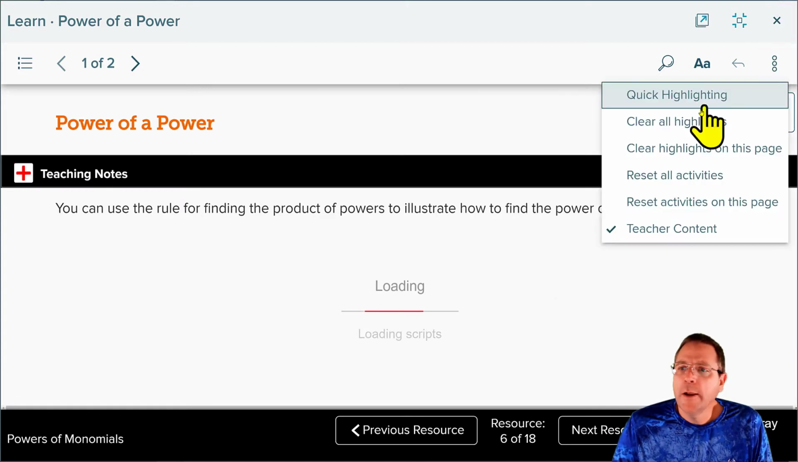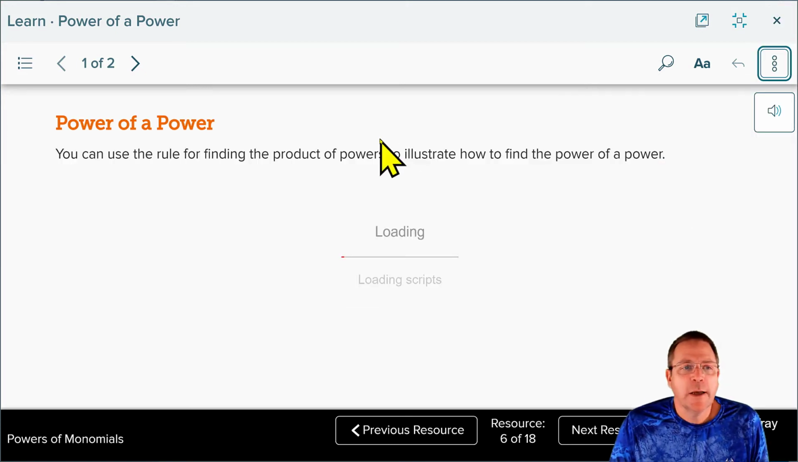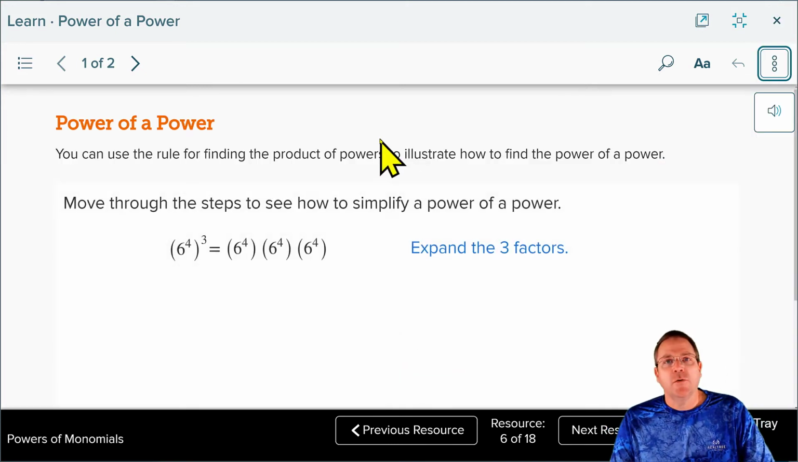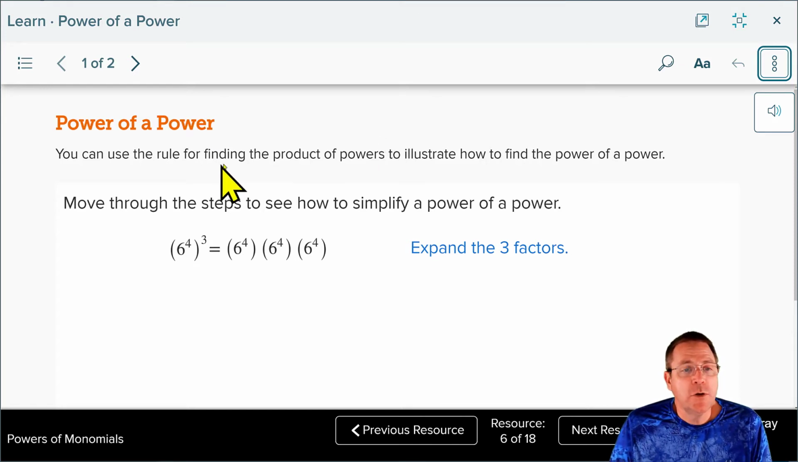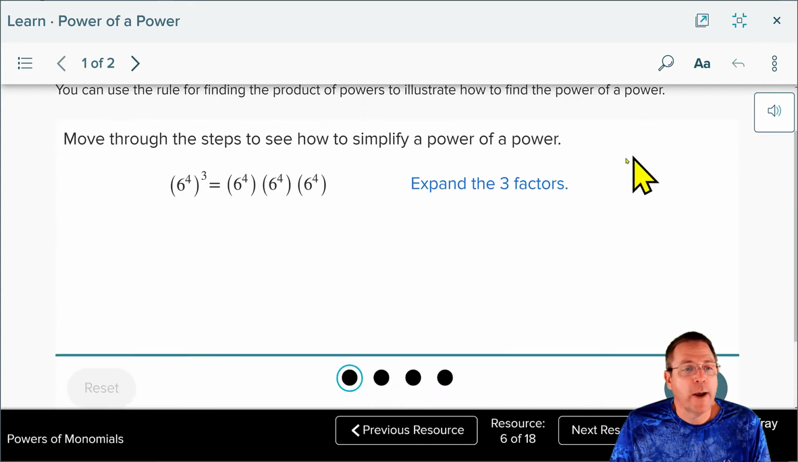It's all going to work out the same exact way every single time. Alright, enough playing around. Now it is time to actually learn how to use the power of a power rule, which, by the way, is a vocabulary term you're going to have on your upcoming vocab quiz. It says you can use a rule for finding the product of powers to illustrate how to find the power of powers. And we're going to move through the steps and see what happens.